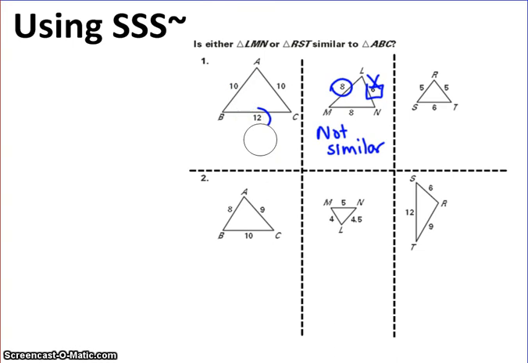Alright, so now I'm going to erase these. Alright, I have 10, 10, and 12. If I multiply 10 by 1/2, I get 5. 12 times 1/2 is 6. So these are similar by the side, side, side similarity. And your scale factor here is 1/2.